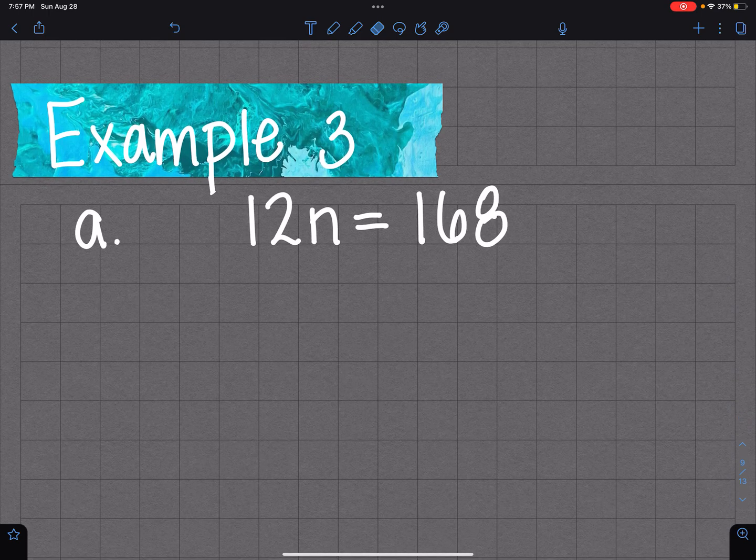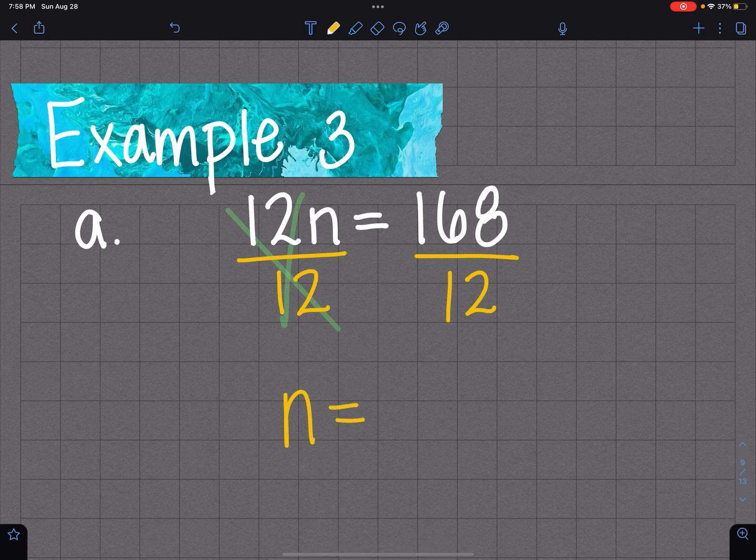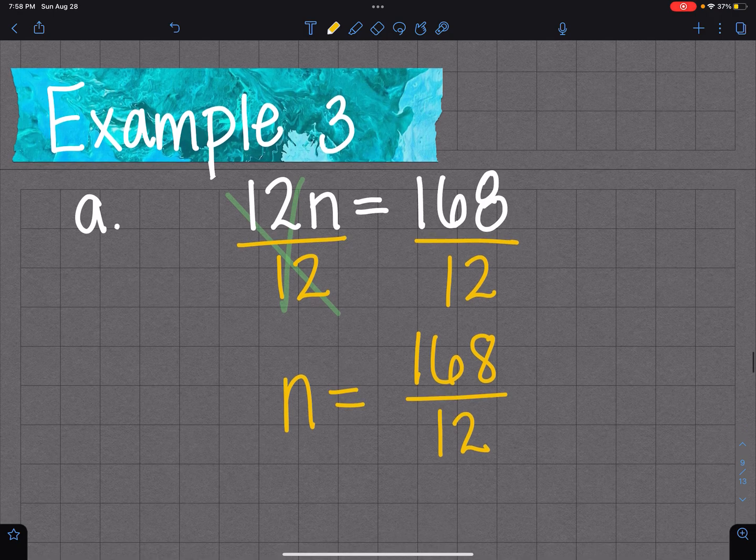For example 3, we have 12n is equal to 168. So of course what that means is 12 times something is equal to 168. You can read how they do it, but basically what I do is the same thing to both sides of the equation. I'm going to divide this by 12, and I'm going to divide this by 12. Now, 12 over 12 just makes a 1, and a 1 times n just makes an n. So n is equal to 168 divided by 12. And now they are going to do an example of long division here.